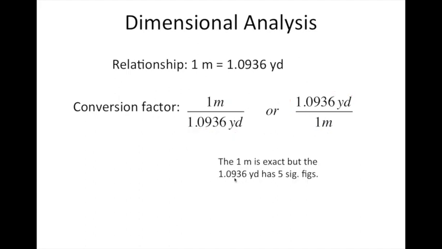One other thing, generally when you have a relationship or a conversion factor such as this, where you have for example 1 meter equal to 1.0936 yards, the 1 is considered exact, whereas the other quantity has some number of sig figs. In this case, this would have 5.